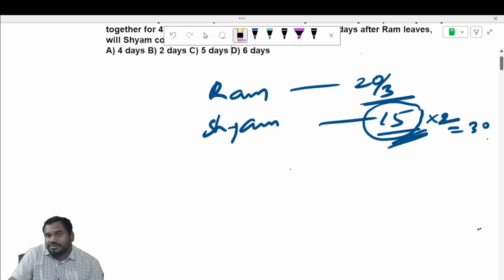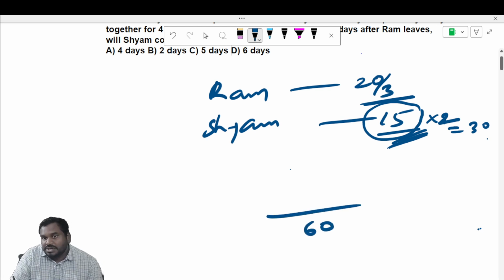Why do we need to find out the LCM? To find the number of parts of work. So 60 is the LCM, and to find out Ram's efficiency and Sham's efficiency, how to do it? 60 divided by 20 is 3. So it means 3 × 3 is 9.